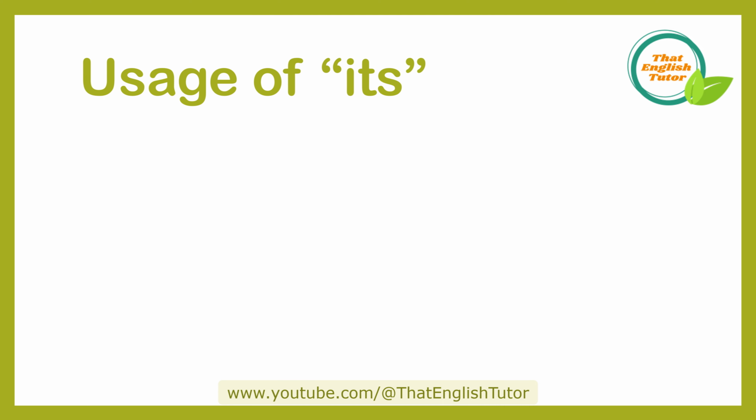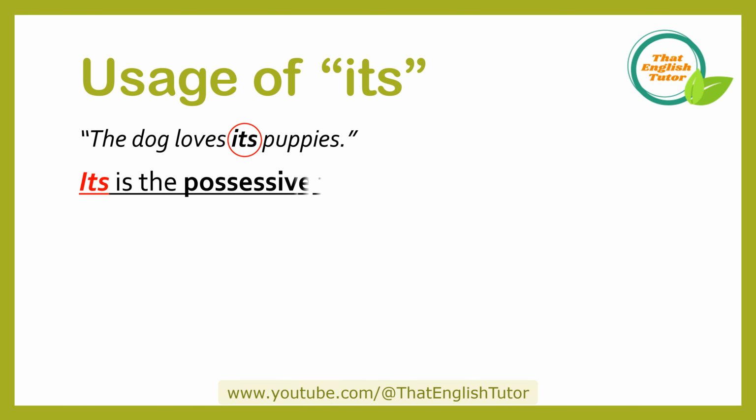When should we use the word its without an apostrophe? Have a look at this sentence. The dog loves its puppies. We've used its without the apostrophe. Why is that? Because this version of its is the possessive form of the pronoun it.